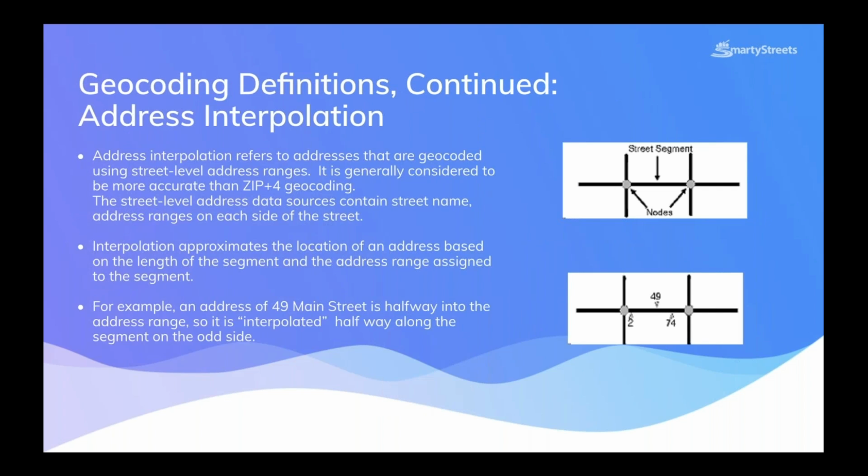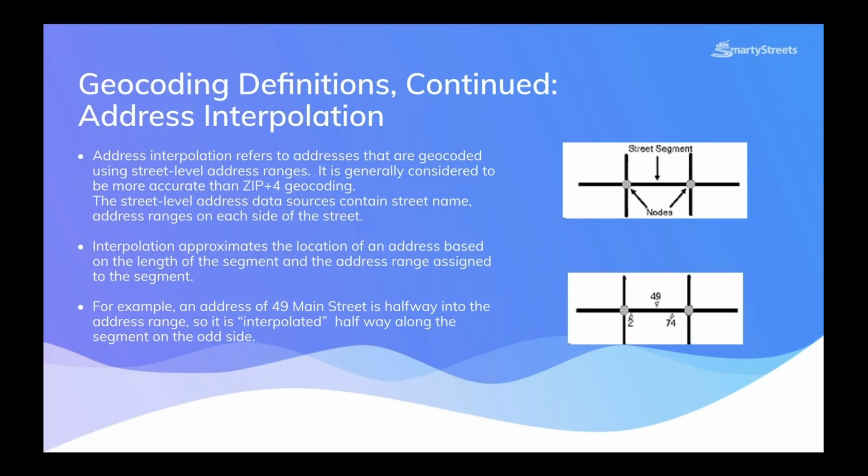Let's talk about what we mean by address interpolation. Address interpolation means addresses that are geocoded using street level address ranges. It was pioneered by the US Census Bureau in the mid 90s. It's generally considered to be more accurate than zip-4 geocoding. And the street level address data has information like street name and address ranges. Interpolation approximates the location of that address based on the length of the segment and the address range. So for example, in this case, 49 Main Street is about halfway along the address range of 1 to 99, and it interpolates it about halfway along that address segment.